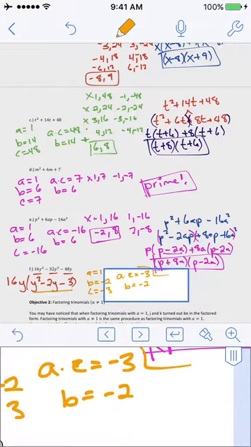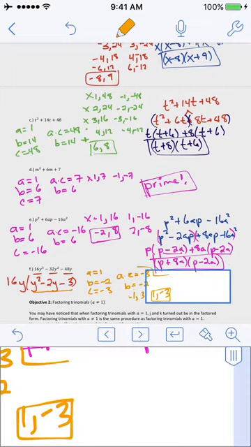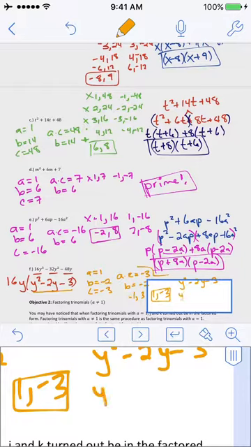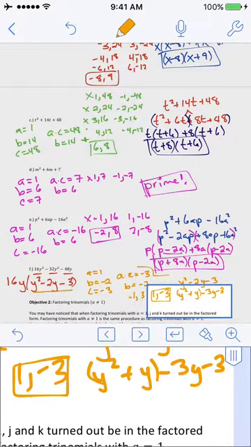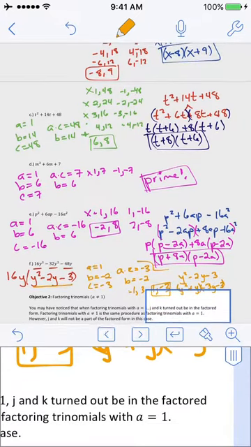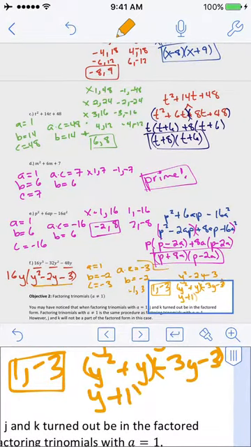Let's see, 2 things that do that. Well, I've got -1 and 3. That adds to +2, and oops, +1 and -3. Ah, that adds to -2. Sweet. So I can take y squared minus 2y minus 3 and split it up into y squared plus y minus 3y minus 3. Factor that by grouping. And I end up getting y plus 1 and y minus 3.